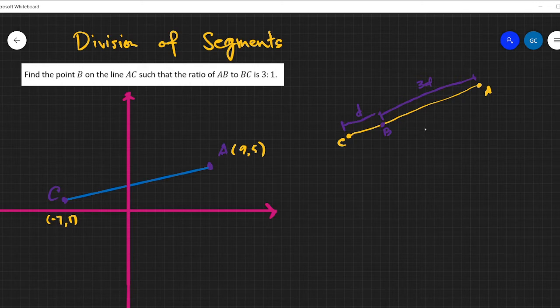So basically, the ratio of the length of line segment AB and the line segment BC is 3D is to D, which is equal to 3 is to 1. So we can say in this sense that from point C to point B, it is a quarter of the way towards point A. Meaning to say, we have here a length which is 4D.